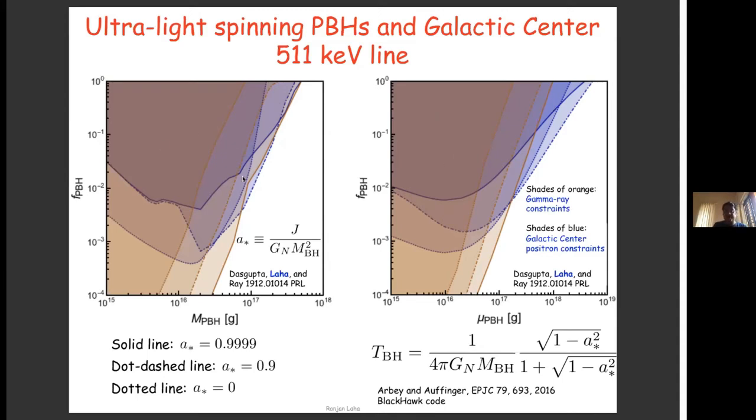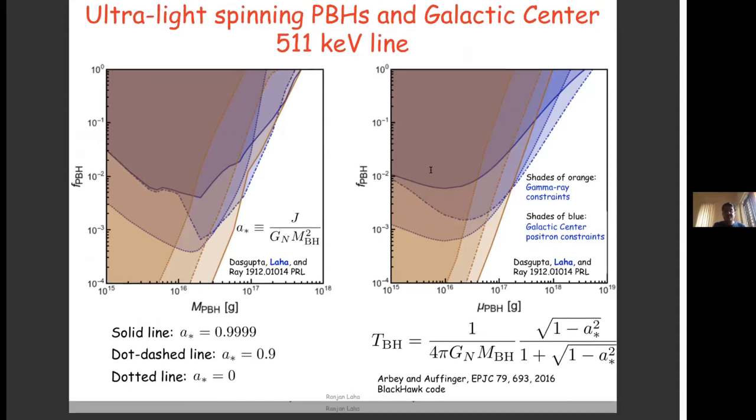This was for monochromatic mass function. You can do the same thing for log normal mass function. Again, the y-axis is this fraction, the x-axis is mu PBH. Again, you see these shades of orange are the gamma ray constraints, and the shades of blue are the galactic center positron constraints. And you can see there's a very nice interplay between how they change depending on what mass range you look at. In all cases, you do see that the galactic center 511 keV line does probe new parts of the parameter space, which was not probable by any other means previously.